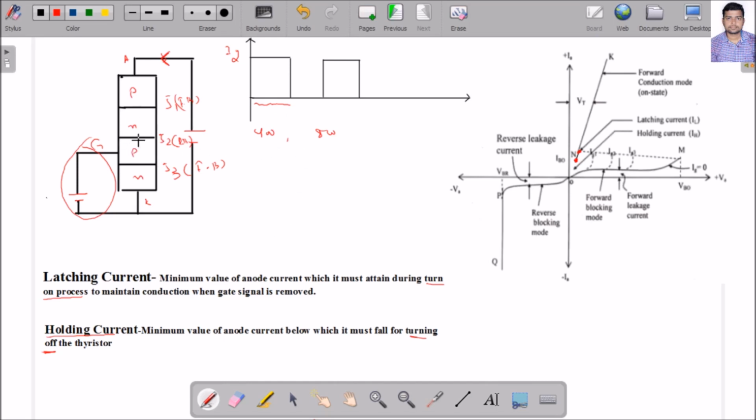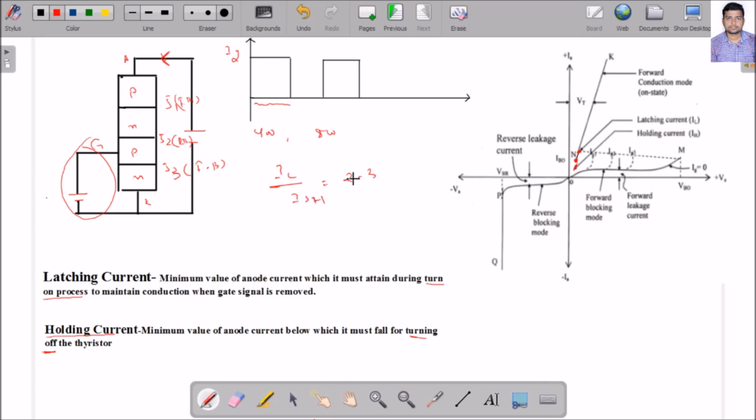So latching current and holding current are two different things. Latching current is associated with the turn on process only: while it is previously off, I remove the gate signal only after the anode current attains the value called latching current, for reliable turn on of the thyristor. When it is completely turned on and I want to make it off, then I gradually decrease the anode current to a value known as holding current. So the ratio of latching to holding current is 2 to 3 times, because holding current is always less as compared to latching current.